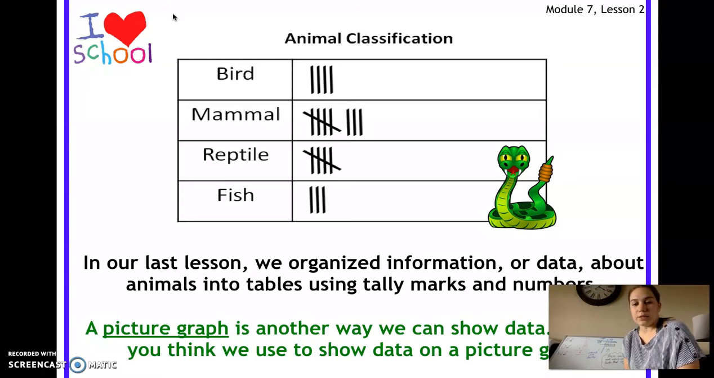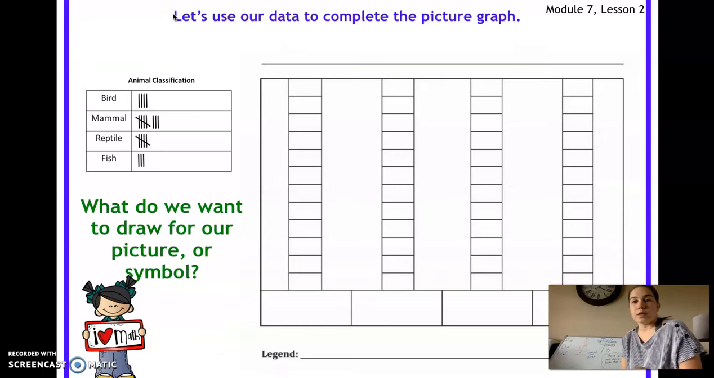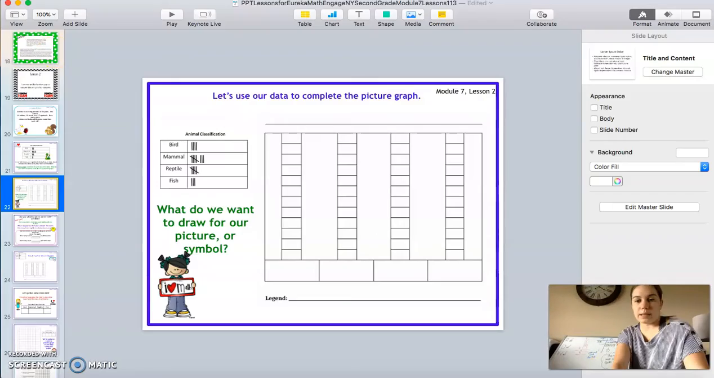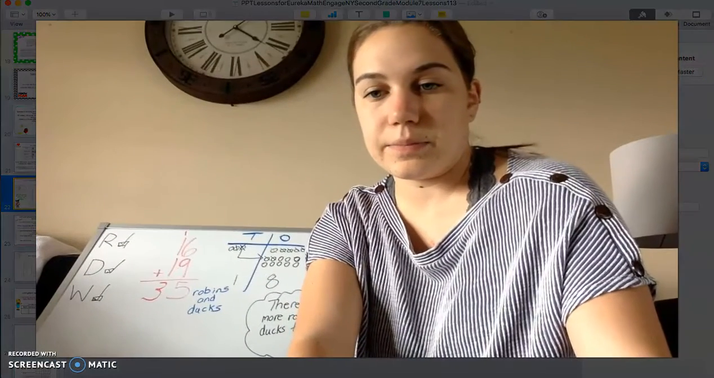Another way that we can show data is by using a picture graph. So what do you think we would use to show data on a picture? Those words we use are tally numbers. Good. We pick a symbol to show how many of a certain kind of data there are. That's the picture graph. So let me zoom out so you can see me do it behind us, since I can't edit on there.